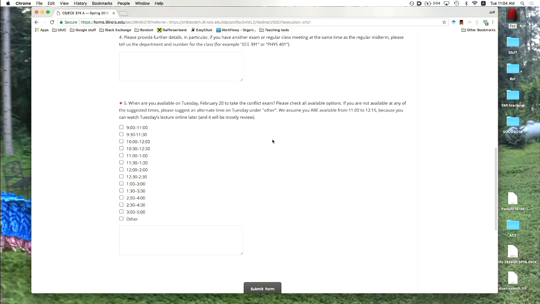For purposes of scheduling the conflict exam, I am assuming that you will be free on Tuesday from 11 to 12:15, because supposedly you're supposed to be in here, and I am explicitly excusing you from attending lecture on Tuesday. Now, you may have a class before or a class after, which is why we're asking about these 2-hour blocks.